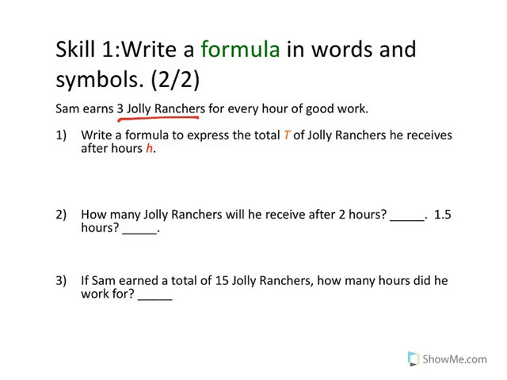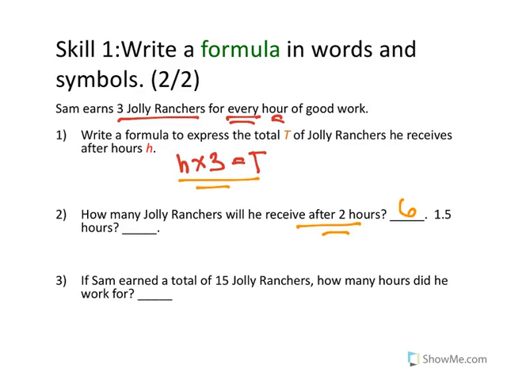So he earns 3 for every hour of good work. In 1 hour, he gets 3. 2 hours, he gets 6. So what you have to do is multiply the number of hours times the 3 Jolly Ranchers to get his total. So now that we know this idea, how many will he receive after 2 hours? So 3 for 1 hour, that means for 2 hours, he would receive 6.